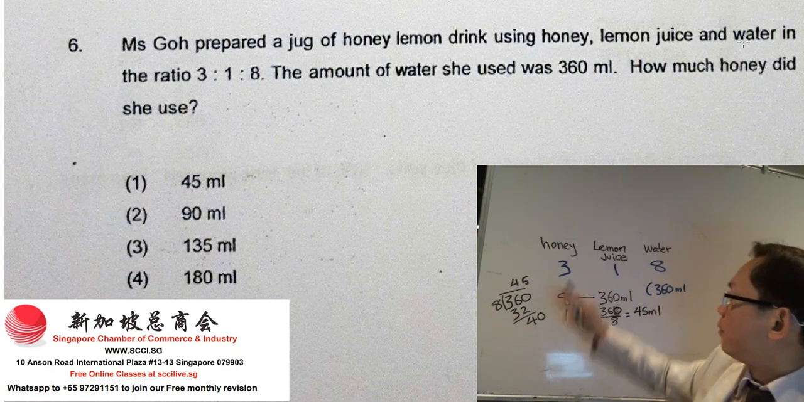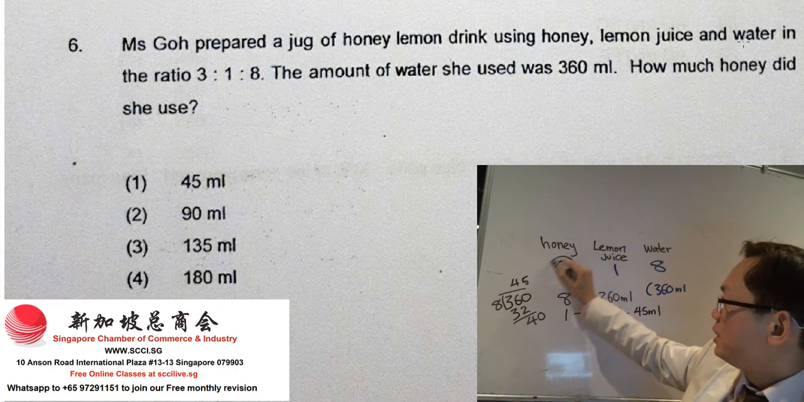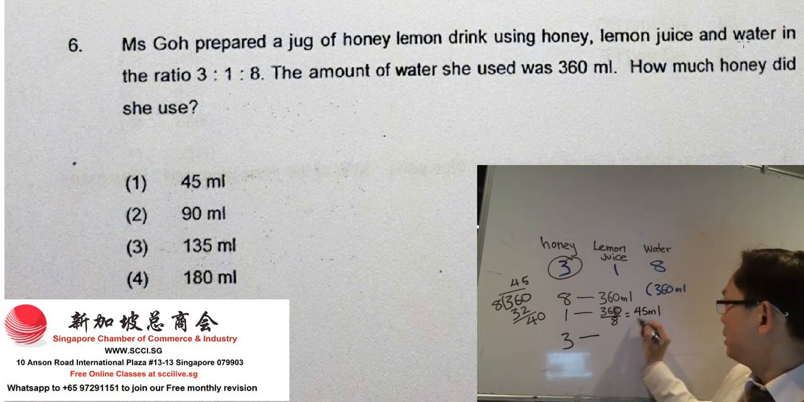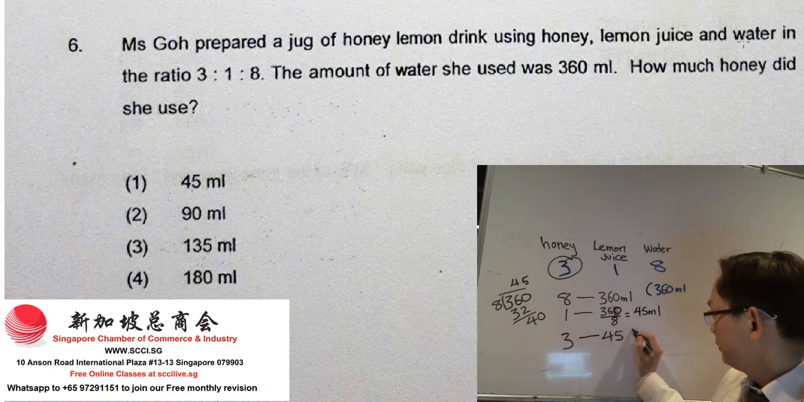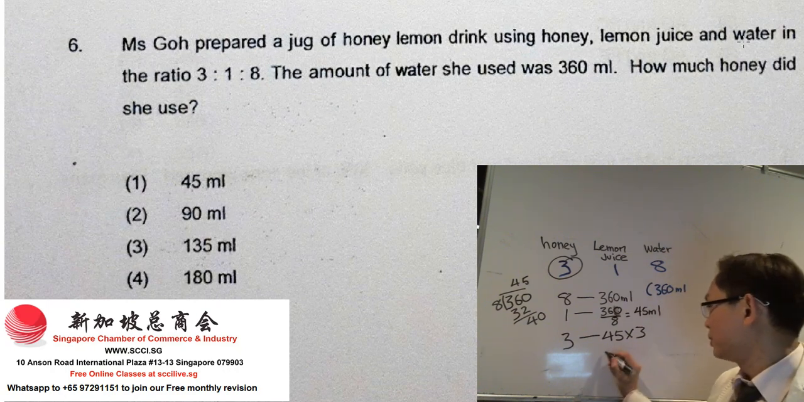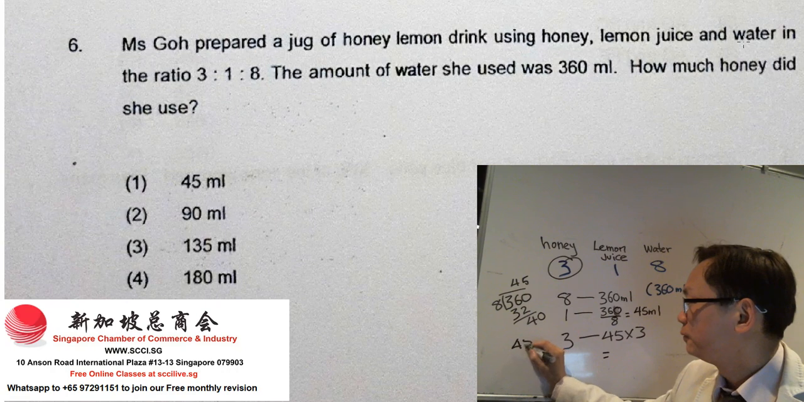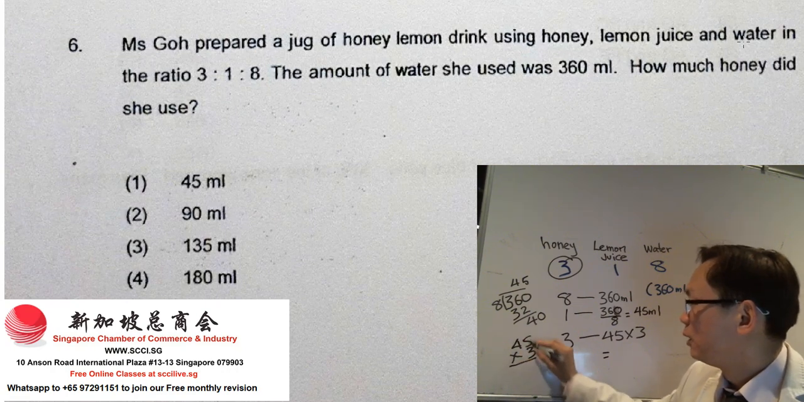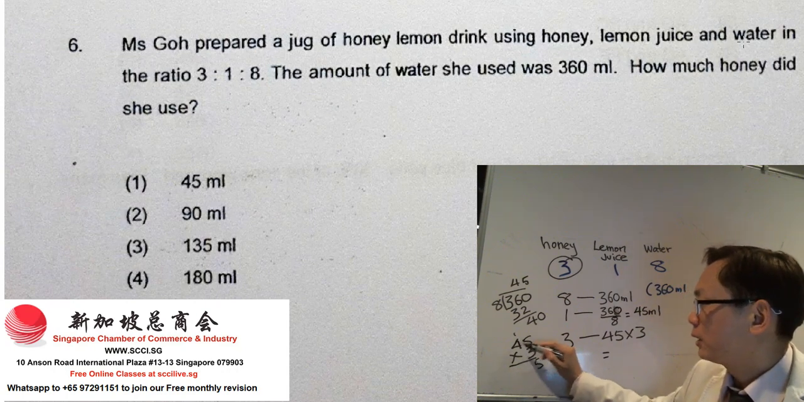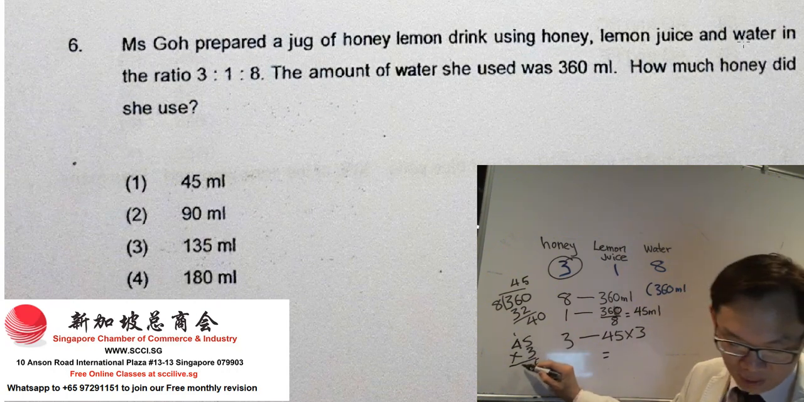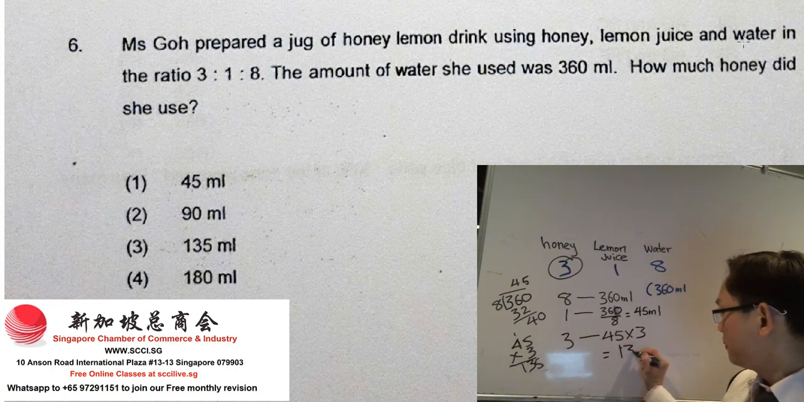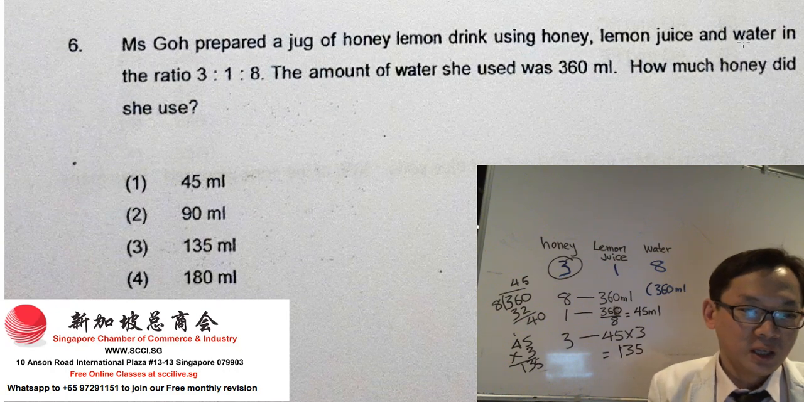Okay, so now for honey itself, the ratio is 3. So how much would it be? It's 45 times 3. Let's look at it. 45 times 3: 5 times 3 is 15. 4 times 3 plus 1 is 13. So the answer is 135 ml.